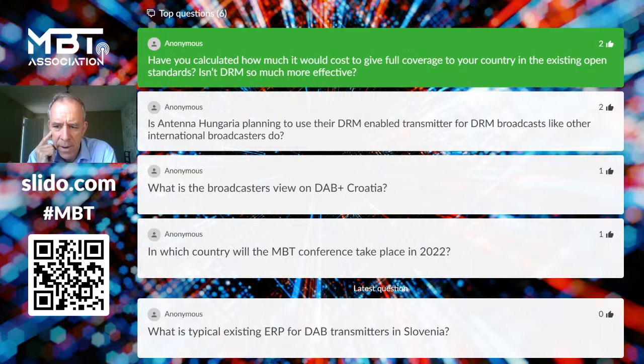Honestly, all these questions about DRM are a distraction. There are no receivers, very few receivers. They do have cars with DRM in India. So if you want to go to India, then great. But in Europe, European cars, in particular following the European Electronic Communications Code, it's DAB+ that the manufacturers are choosing. So that is all there is to say on the matter.